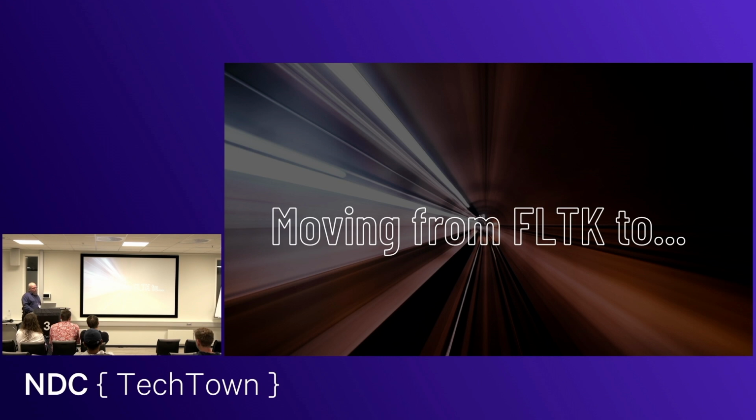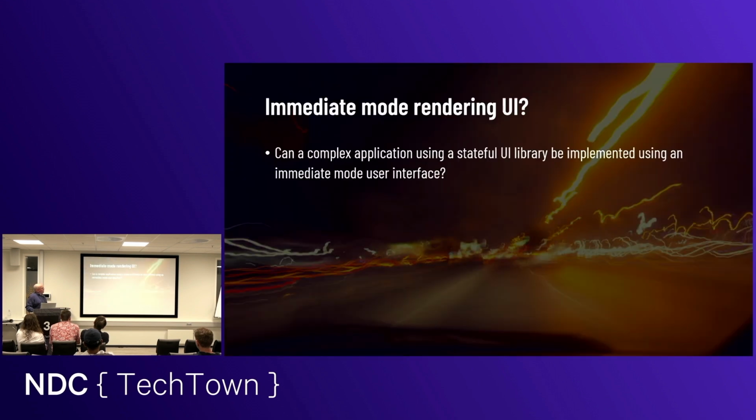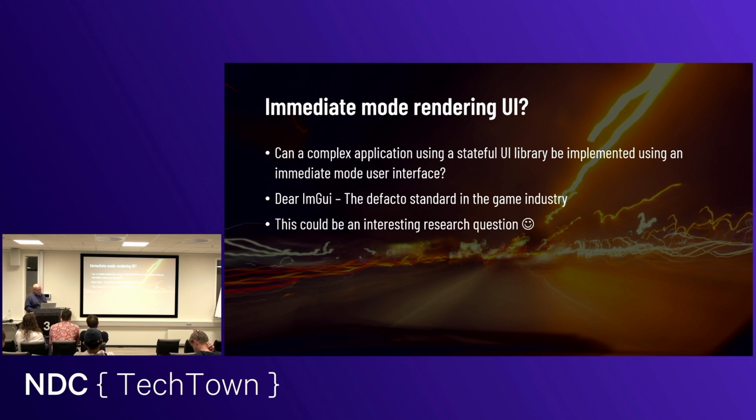So now we have another box to solve on how to move from FLT code to something else. So I had some idea, immediate mode rendering. My idea was, can we move a complex application from a stateful application to something that can use an immediate mode rendering interface. If you have heard of it, there is a nice library called ImGUI, and I think most of the game libraries today actually use this for console or backend access to the gaming engine. So this could be an interesting research question. Can I move my existing application to an immediate mode interface?